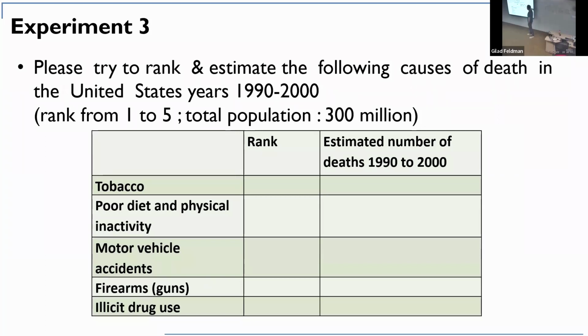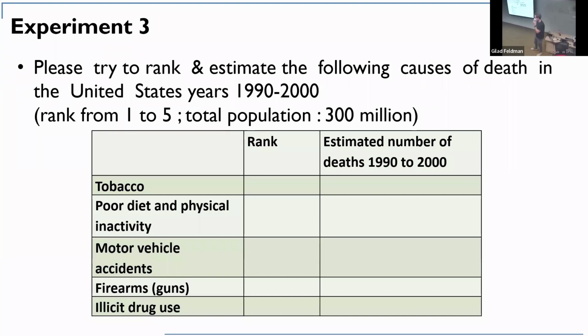What is your estimated number of deaths for that decade from tobacco, poor diet, physical inactivity, motor vehicle accidents, firearms, or illicit drug use? So think about this. First, what is your immediate reaction to this? When you see this, what does your gut tell you that is the right answer? And take a moment, think about whether there are some cues over here or things that we need to overcome in order to get to the right answer.